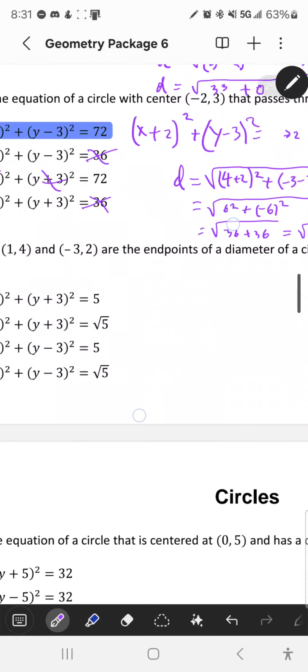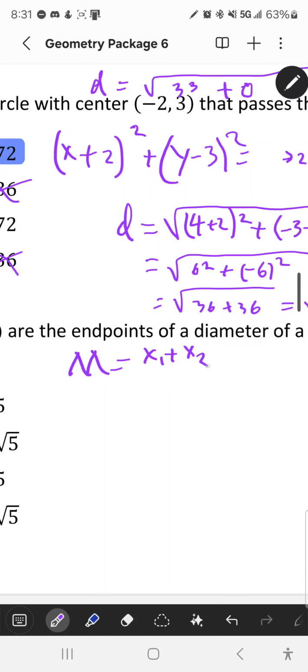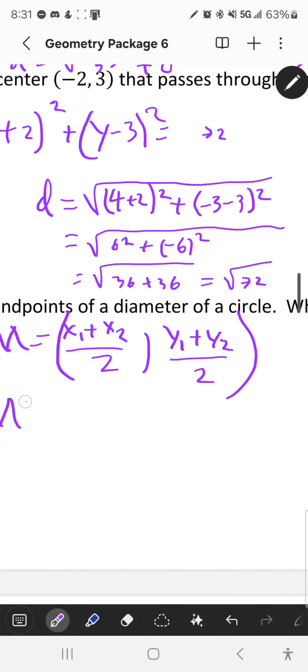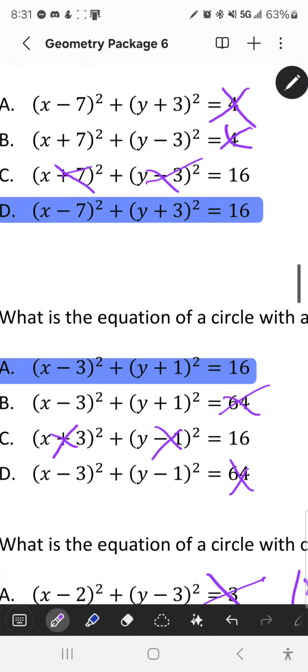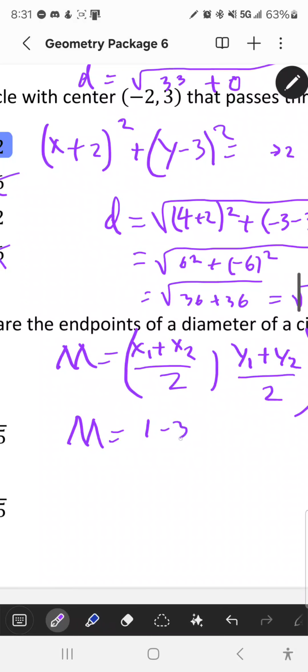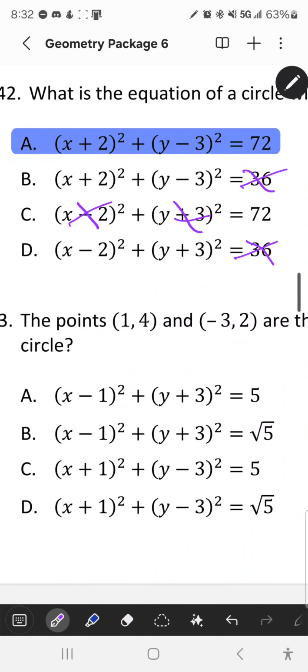So let's use the midpoint formula, which is the midpoint equals x1 plus x2 over 2, comma, y1 plus y2 over 2. So x1 is 1, x2 is negative 3, over 2. Oh no, I did it right. I'm sorry, I was just looking at something.